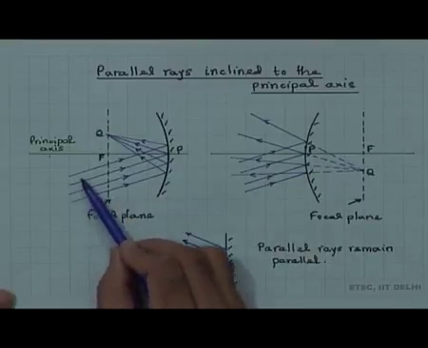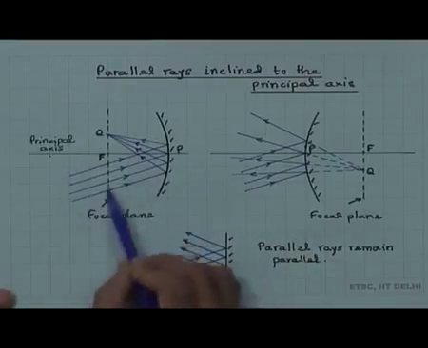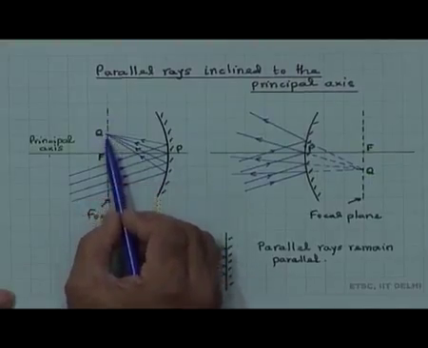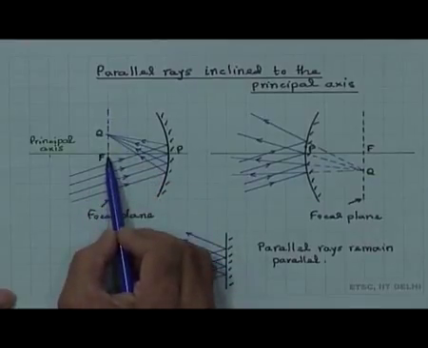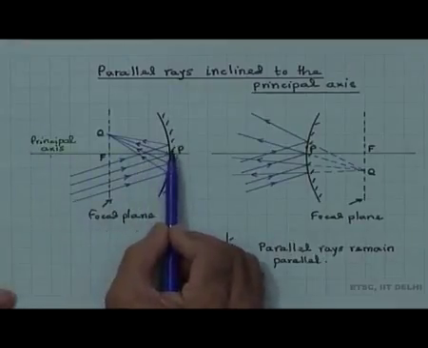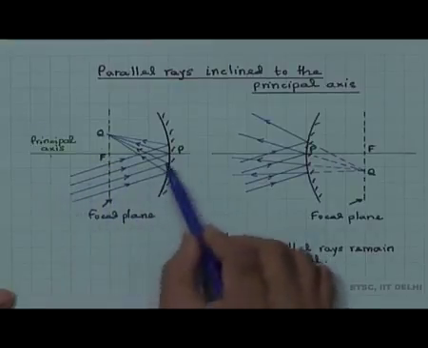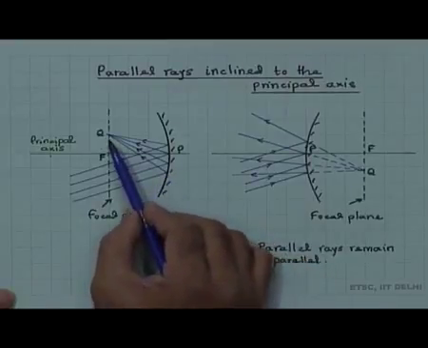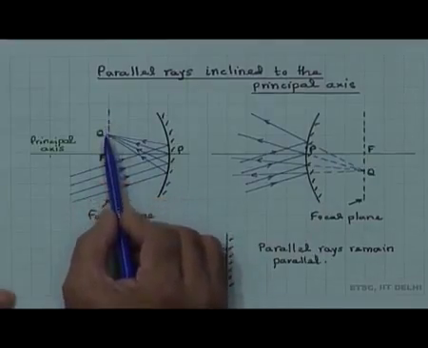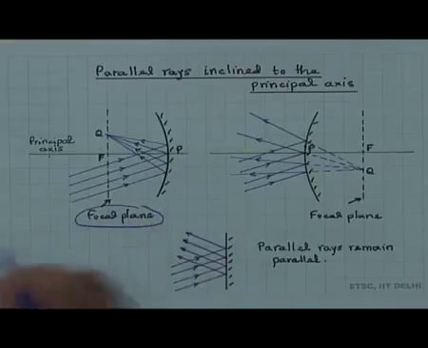Whereas, if there is an inclined parallel beam, which is inclined to the principal axis, then they will get focused to a point, but that point Q lies on a plane containing the focus. If we had parallel rays incident which are parallel to the principal axis, they would have focused to the point F, but if the parallel rays are inclined at an angle, then they will focus to a point Q. This can be shown, they will focus to a point Q, but it lies on a plane containing F, and that is called the focal plane.